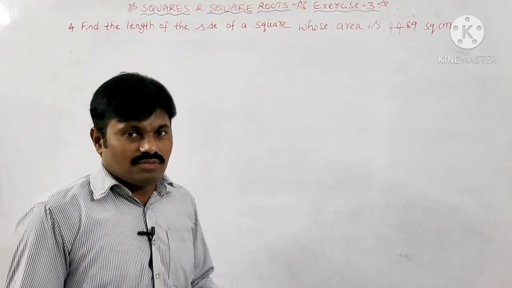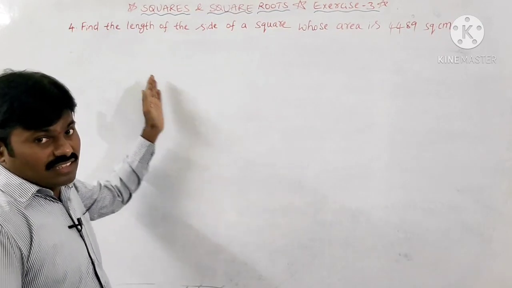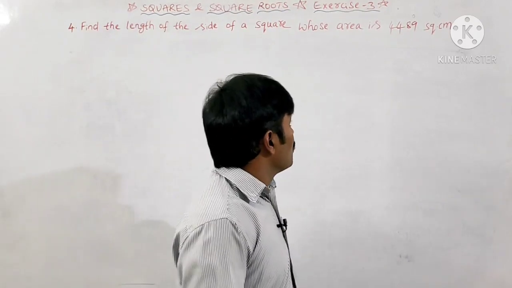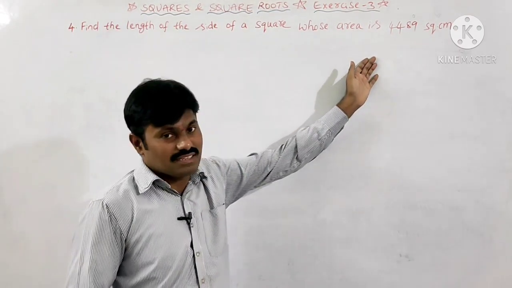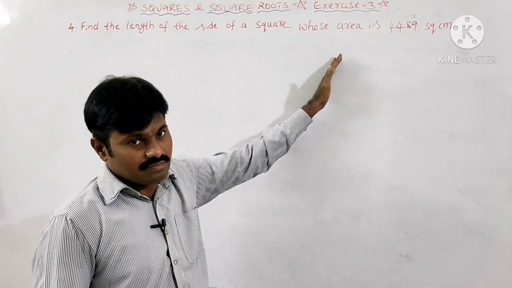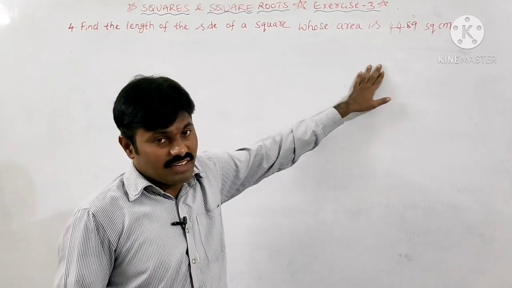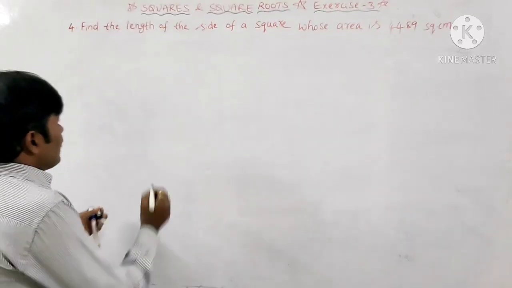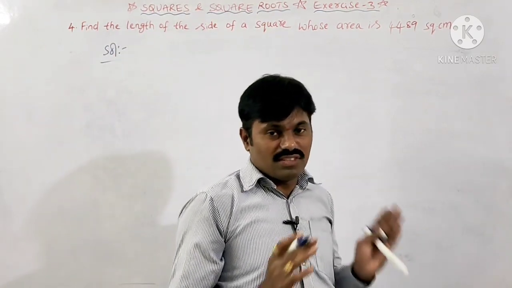In this part of the video, the first question, that is the fourth question in exercise 3: find the length of the side of a square whose area is 4489 square centimeters. Our chapter is squares and square roots, square roots and cube roots. In that, we always get square-related formulas. So what is the area of the square formula? Now let us discuss the solution of this question number 4.